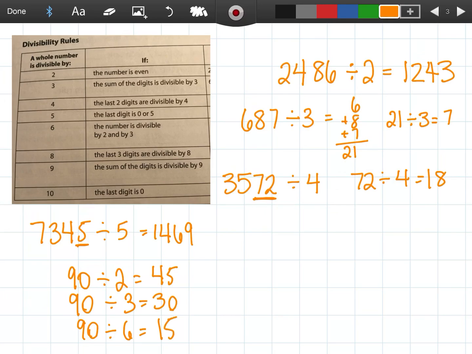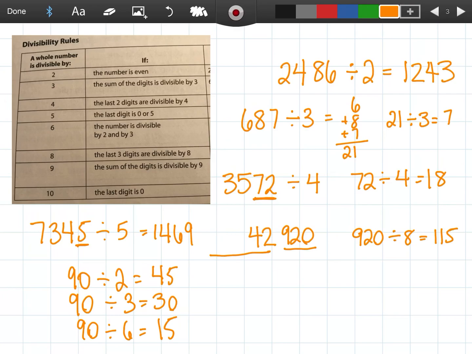A number is divisible by 8 if the last 3 digits are divisible by 8. So for example, you could look at 4,920 and see if the last 3 digits here are divisible by 8. If the last 3 digits are divisible by 8, it doesn't matter how many digits come before it, it will all be divisible by 8. So this one, 920 divided by 8 is 115.